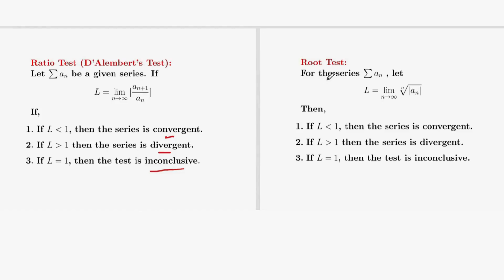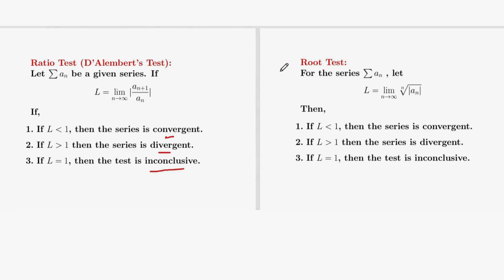Root test. For the series An, let L equal limit n tends to infinity nth root of mod An. Then if L is less than 1, the series is convergent. If L is greater than 1, the series is divergent, and for L equal to 1, the test is inconclusive.